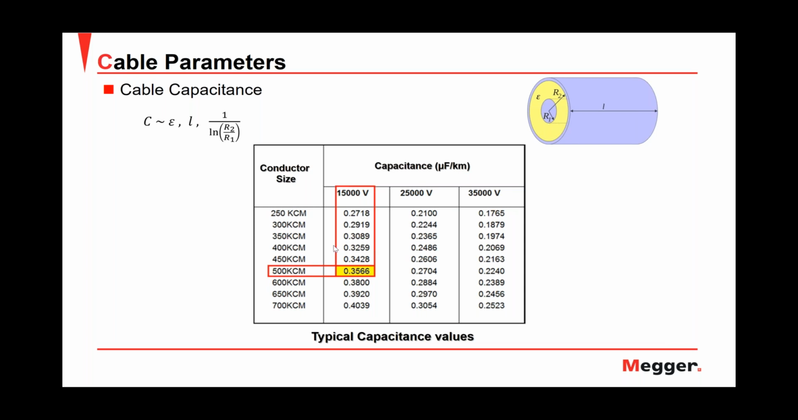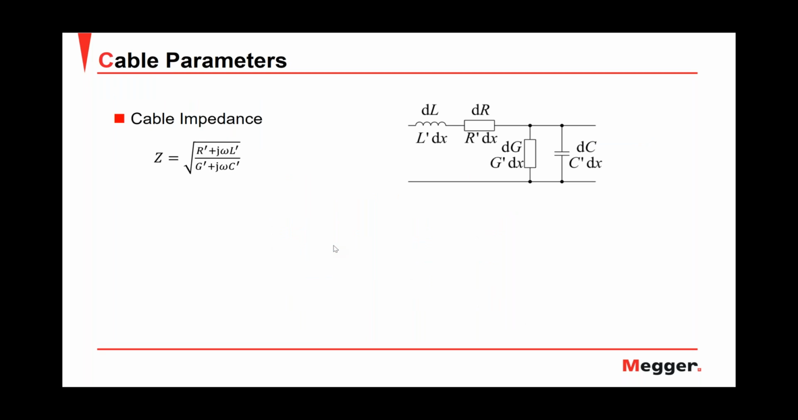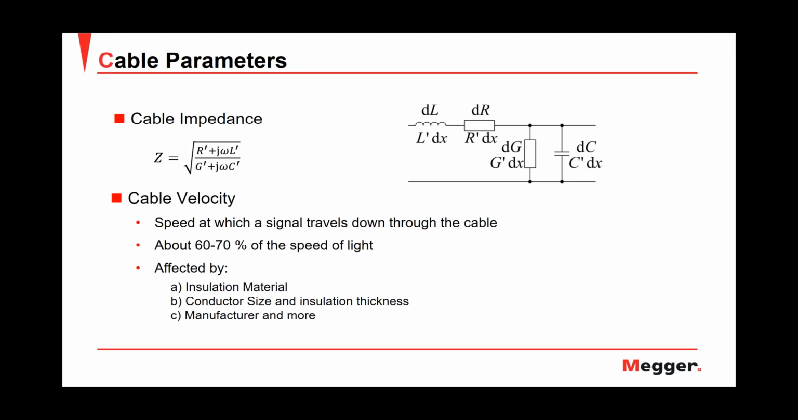The next value I would like to talk about is the cable impedance. This is also an important parameter because what the TDR measures is the change of impedance in my cable. We could say that the impedance of my cable is a function of the distance between the center conductor and the concentric. For that reason the change in impedance is very important for cable fault location. The other important parameter is the cable velocity or propagation velocity, which is the speed at which a signal travels down through the cable.